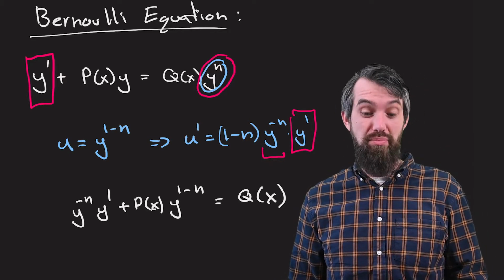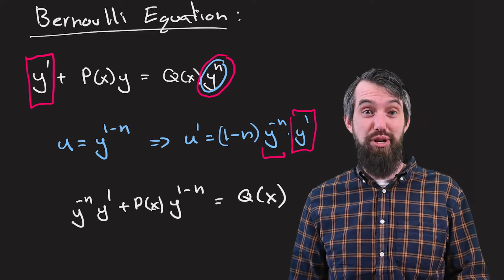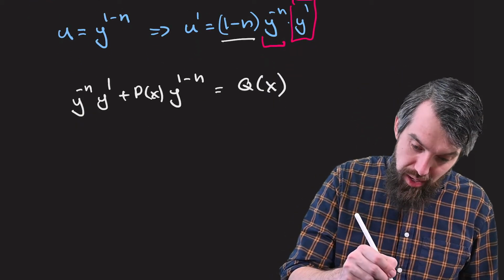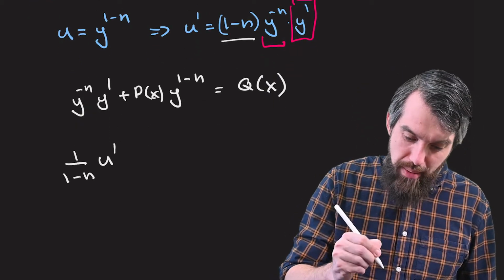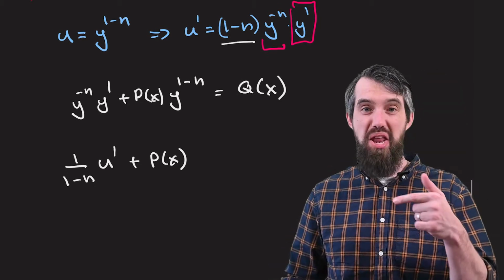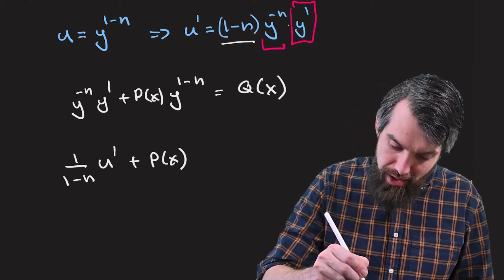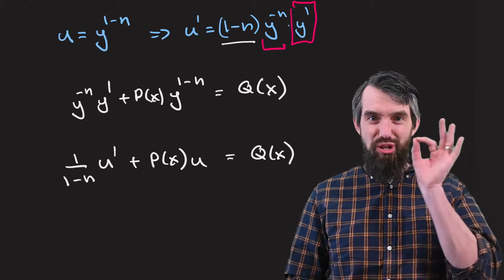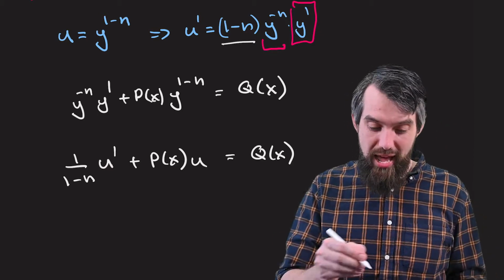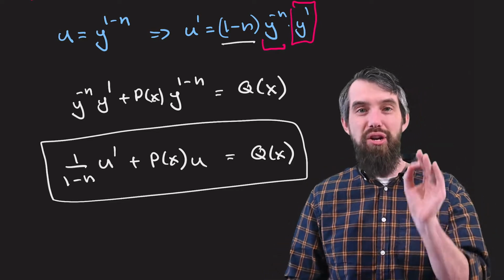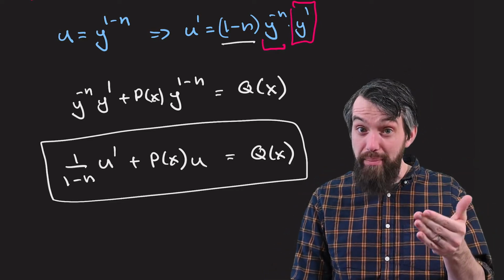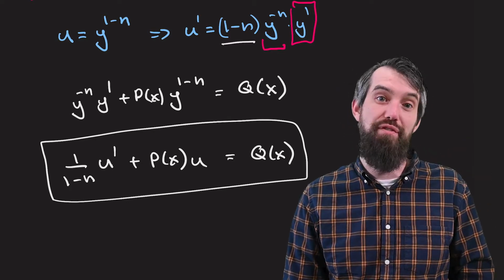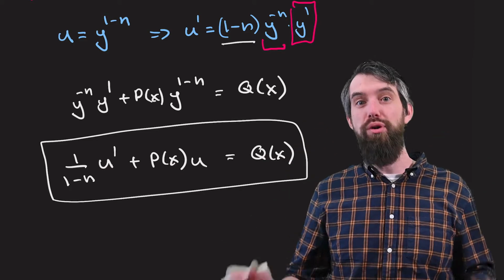And then I can look at the left expression, and this is pretty darn close to my expression for u prime. The only thing that's missing is this 1 minus n. So if I plug this in, this is going to give me 1 over 1 minus n times u prime. Then I'm going to have a p of x, and then y to the 1 minus n, well, that was exactly u, so I have a u here, and then just equal to q of x. All right, so I've made a change. And look what's happened. In this change of variables, the equation that I have is now a linear first order equation. It's got a u prime with the coefficient of 1 over 1 minus n. It's got a u with the coefficient of p of x, and it's got a 1 with the coefficient of q of x. This is a first order linear differential equation.